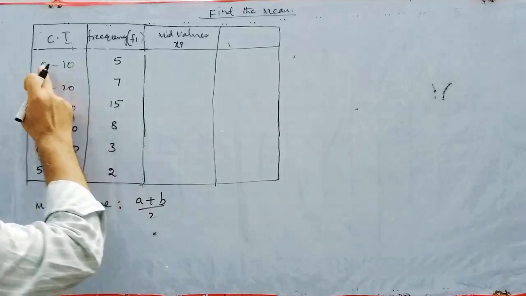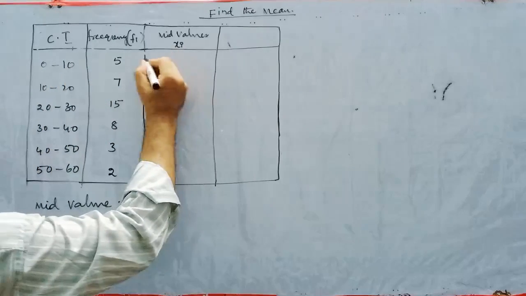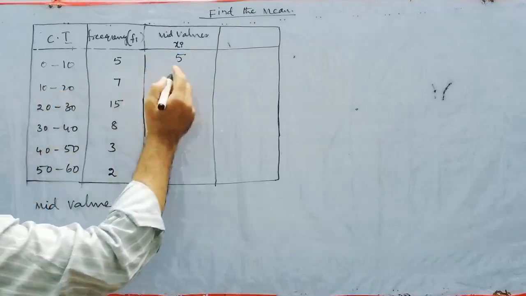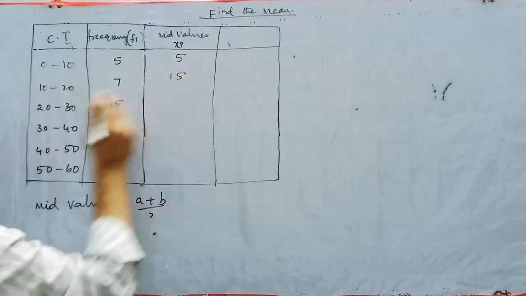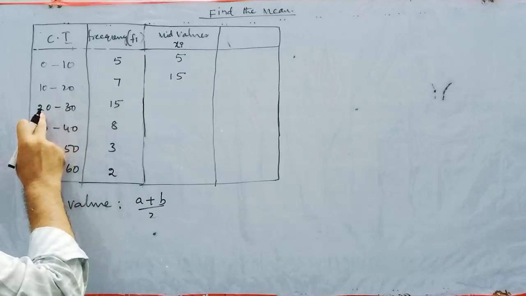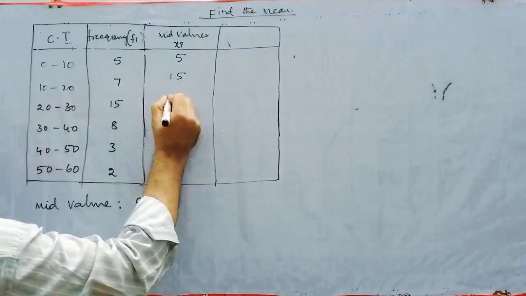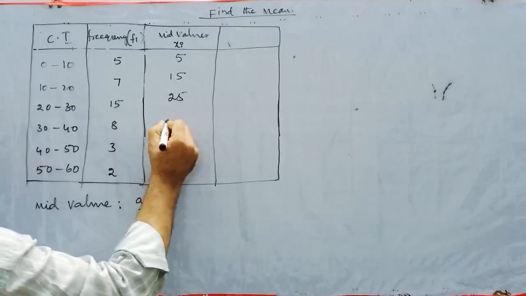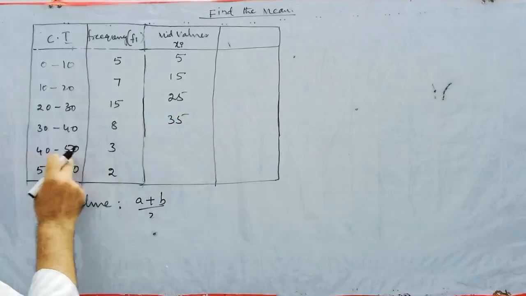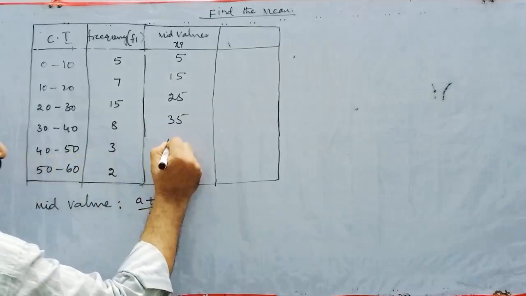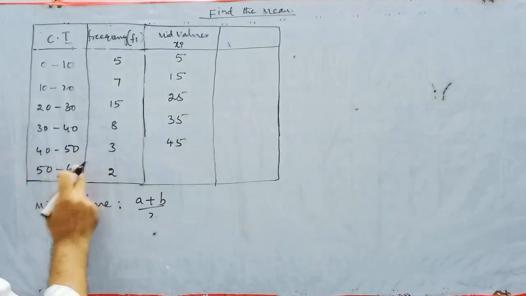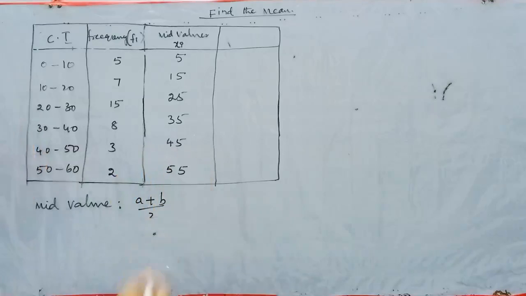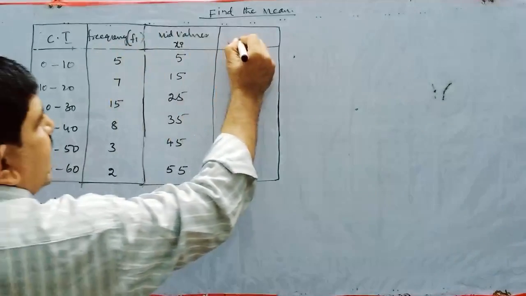Now 0 plus 10 by 2, 10 by 2 is 5. Next 10 plus 20, 30 by 2, 15. Next one 30 plus 20, 50 by 2, that is 25. Next one 30 plus 40, 70 by 2, 35. Next one 40 plus 50, 90 by 2, 45. Next 50 plus 60, 110 by 2, 55. Okay. Next one fi xi.